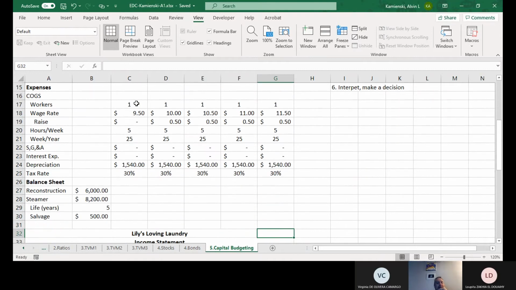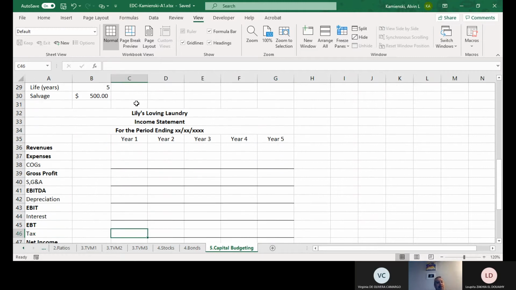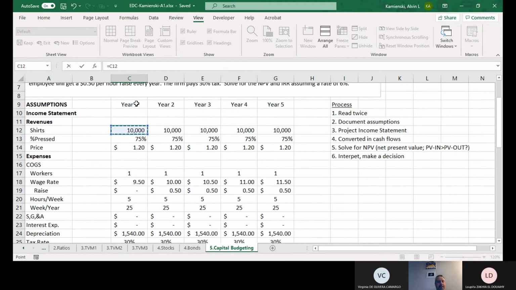So now that we've got all of our basic revenue and expense assumptions, let's go down and build our income statement that would apply to Lily's Loving Laundry. So revenues that they would get brand new would be equal to 10,000 shirts.